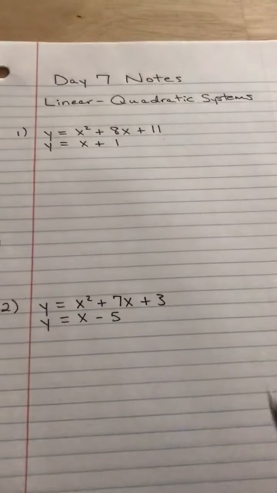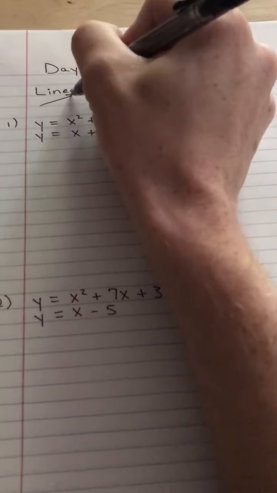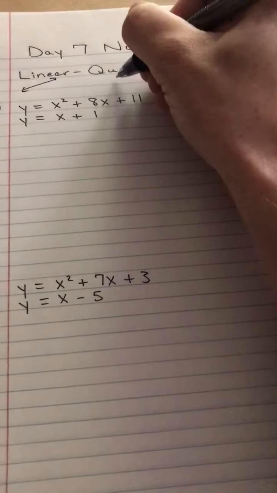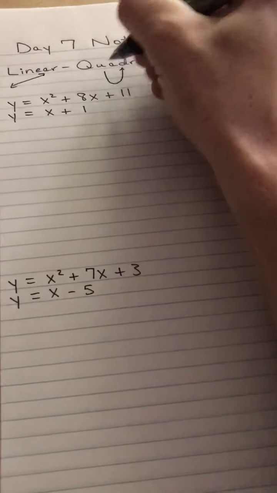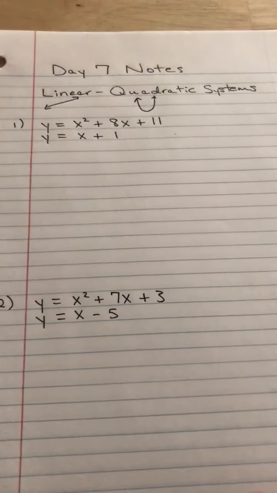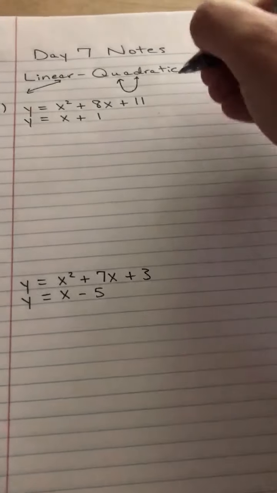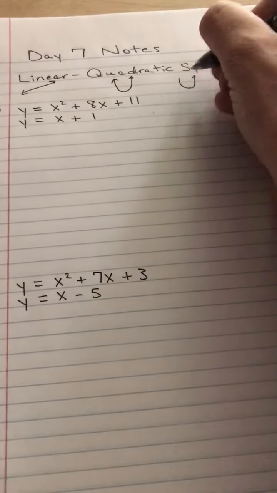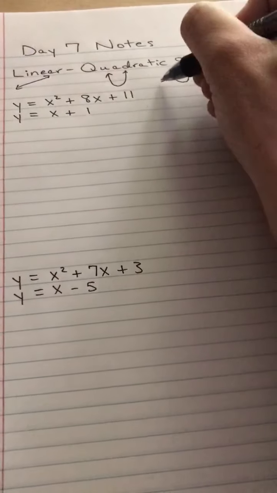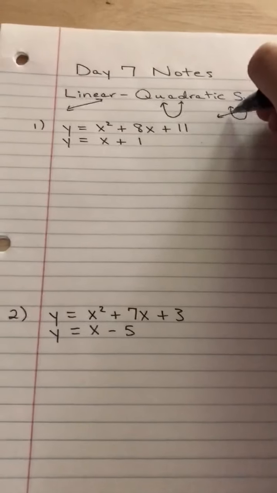Basically what that means is you're going to have a linear system, which is a line, and you're going to have a quadratic system, which is a U-shape. And the whole point of this is to try and figure out where the line crosses the U-shape. So in the end, when you graph this, you're going to have a U-shape, kind of like this, and you're going to have a line running through it. And what you'll notice is the line crosses the U-shape at 2 points.